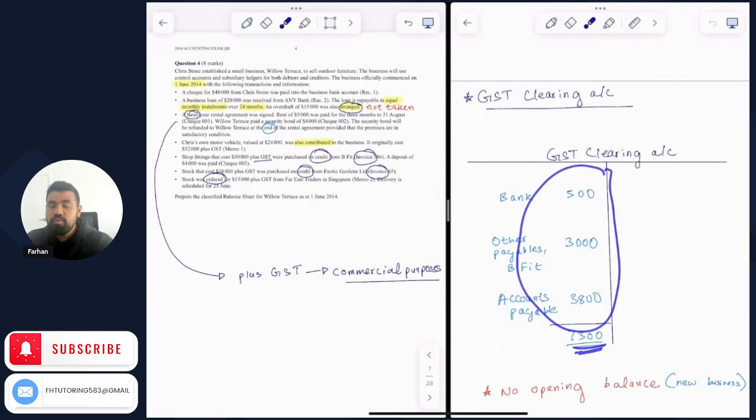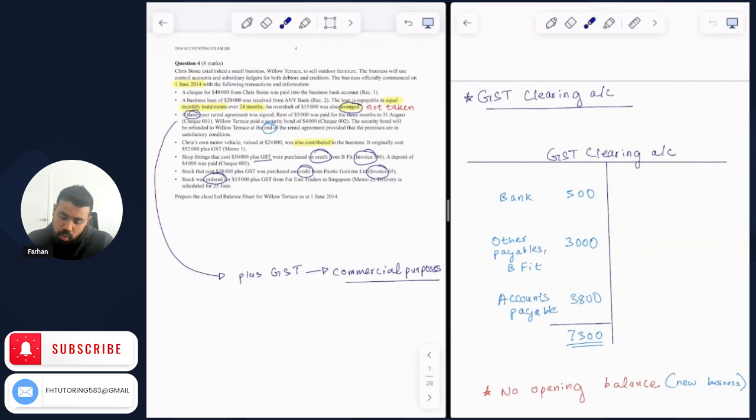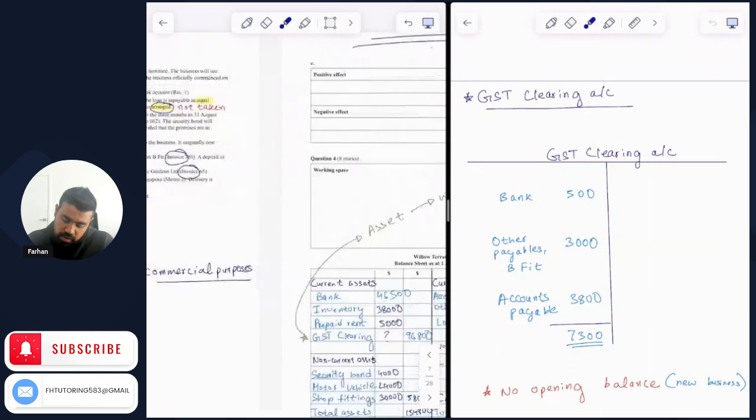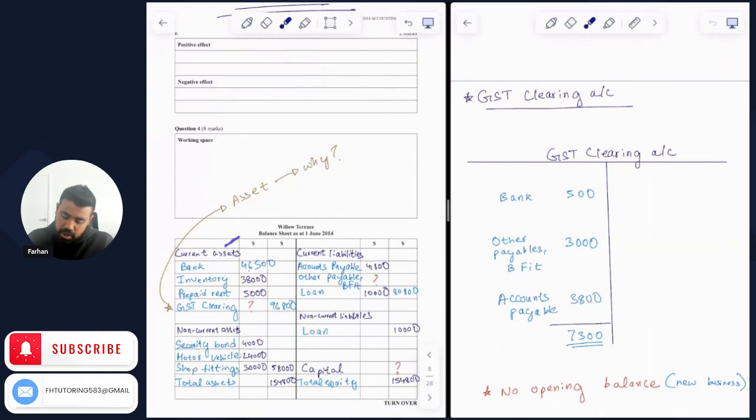All right. So if we are paying more GST at the moment, this means that we have an asset because we do not really have any collections. So that is why you need to show this within the current asset section. And also, we do not have any opening balance for GST clearing account, as you understand that this is a new business. So the final balance for GST clearing, as we have calculated in this case, is $7,300. And this is only referring to all the payments we have made on 1 June 2014.